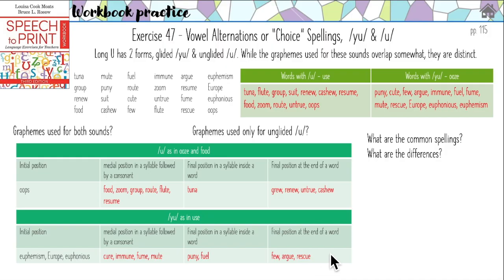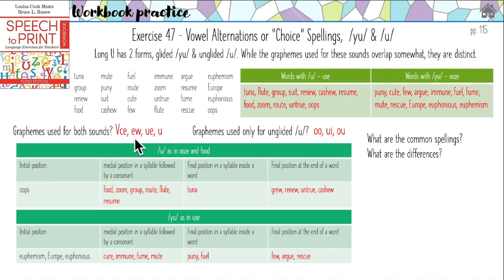What do you guys see? Anything yet? Well, you will often use these for both sounds, and these are only for unglided. So that can help distinguish a little bit. Vowel consonant E, EW, UE, and U are going to be used for both sounds. OO, UI, and OU are for just unglided, for just the oo.